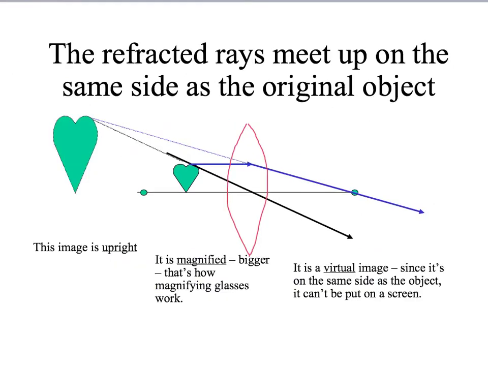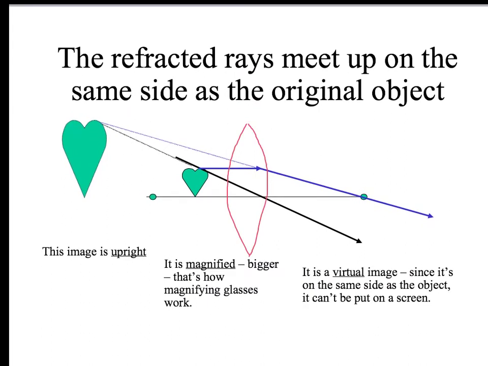This is an upright image. It is magnified. See, it's much bigger. So this is how magnifying glasses work. And it is a virtual image. Okay, remember, it's made out of dotted lines. So it's not really there. It's not going to be projected onto a screen. Basically, what this kind of lens does is it pushes the image away from us, so it looks bigger.